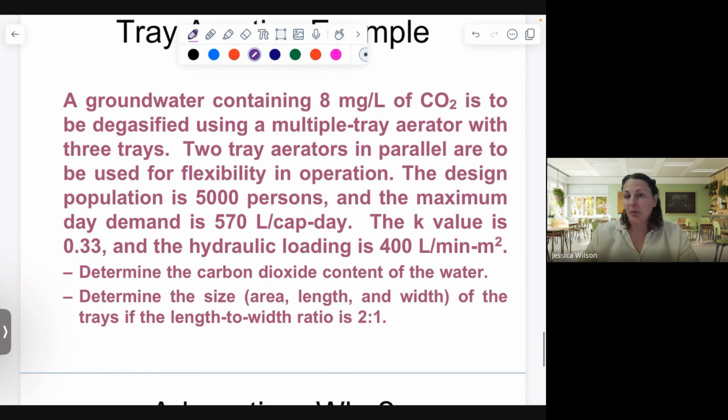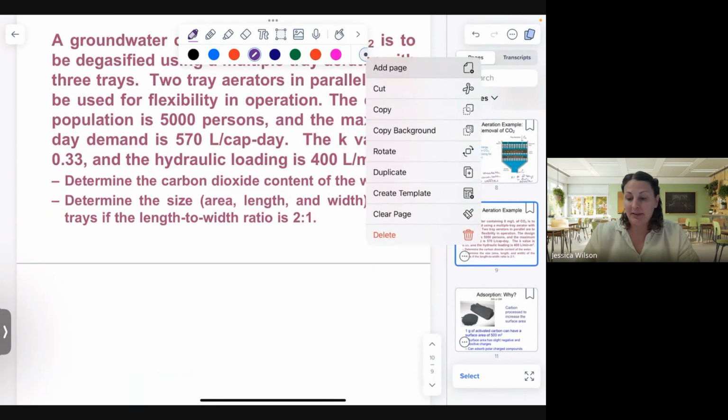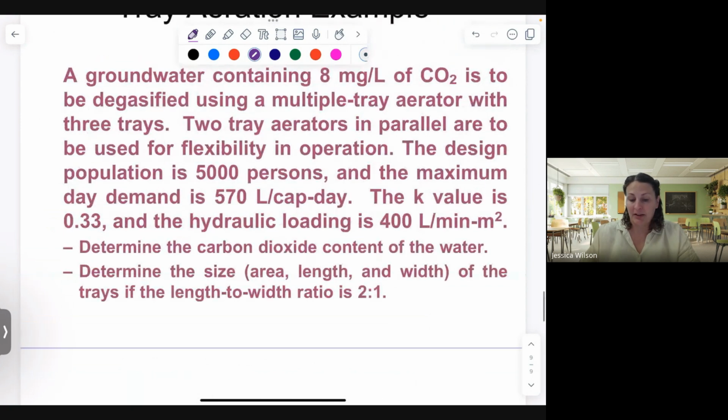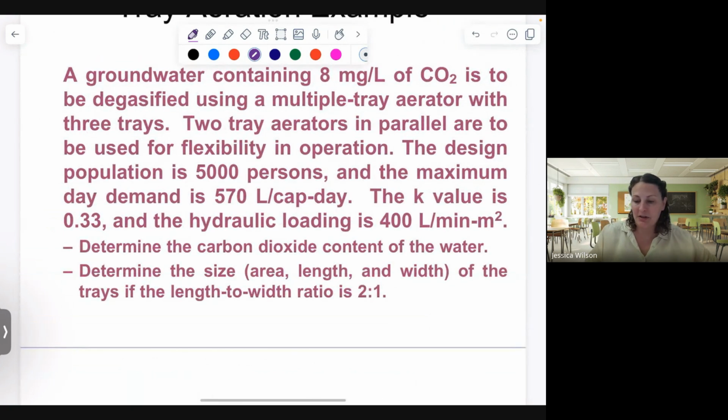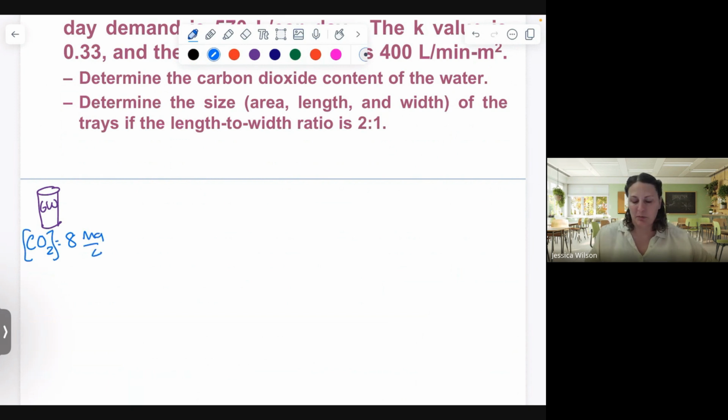Okay, so a lot of information here. When we don't know where to start, we always start by sketching our system. So let's do that first. We have a groundwater that contains 8 milligrams per liter of CO2. I'm going to draw my little groundwater well here. This is my groundwater, and this has a CO2 concentration of 8 milligrams per liter.